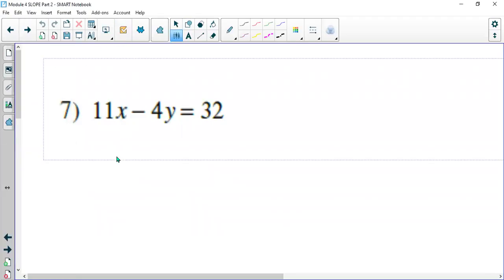Okay, so we're going to start off with just a quick review from the last class. Can someone tell me, for this particular question, I am trying to get this into y is equal to mx plus b form. That is our point slope form.